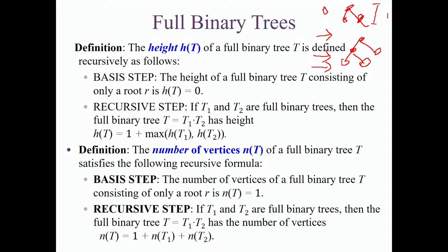For the basic step, once we have only one vertex, the root, then n of T equals 1. For the recursive step, if we have two subtrees, T1 and T2, then the total number of vertices will be 1 plus the number of vertices of T1 plus the number of vertices of T2. So this is the total vertices of T1, the total vertices of T2, and this 1 means the vertex of the root.